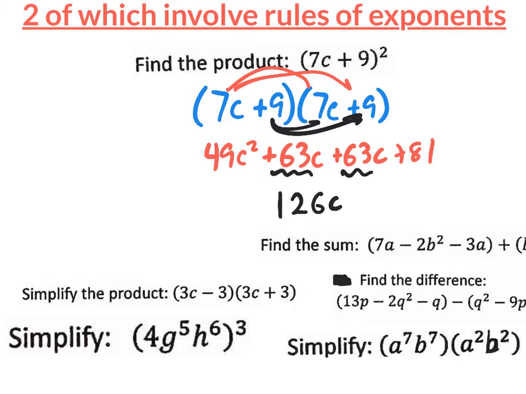Remember, exponents don't change unless you're multiplying. And right here we're combining. We're not multiplying anymore. Bring down the 49c squared. That's a positive 126c. And then the plus 81. And that's your final answer for that one.